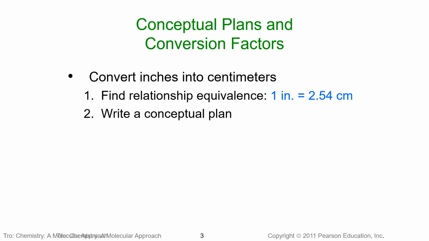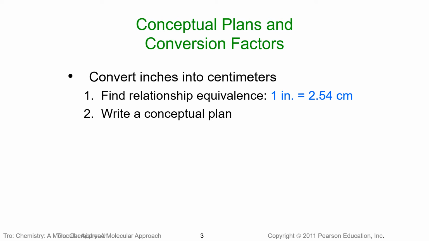So we want to make sure that we find a relationship. If we're going to convert inches to centimeters, we have a relationship that says 1 inch is exactly equal to 2.54 centimeters. Now 1 inch was changed so that this is an exact conversion. And so after the 4, there's an unlimited number of zeros.